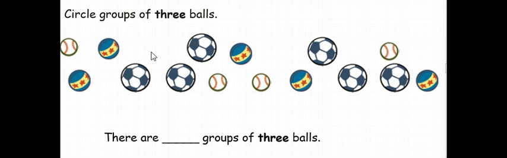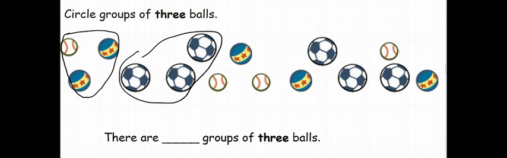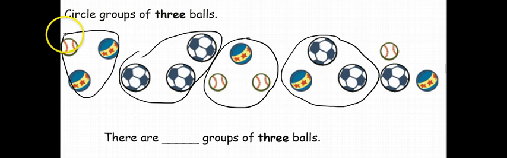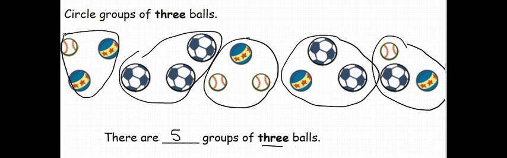The next question says to circle groups of 3 balls. And again, that's different than saying circle 3 groups. So we're going to find groups of 3 and we'll circle them. So we have 1 group, 2 groups, 3 groups, 4 groups, and 5 groups. There are 5 groups of 3 balls.